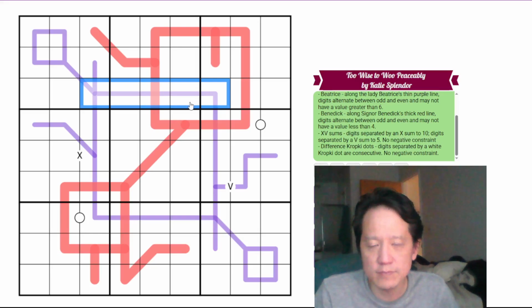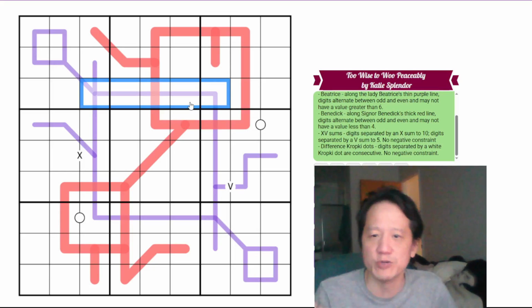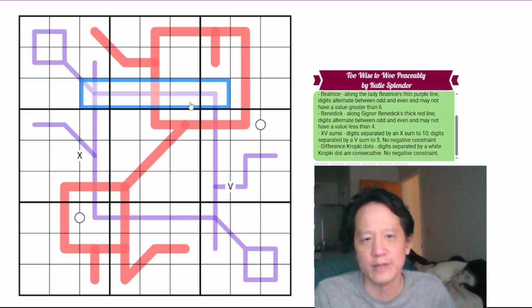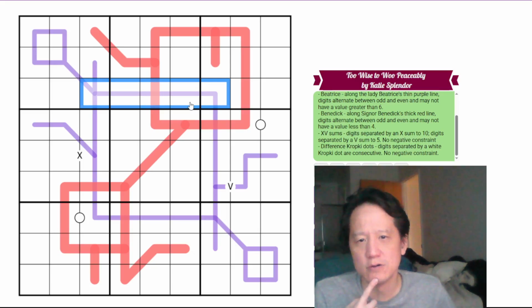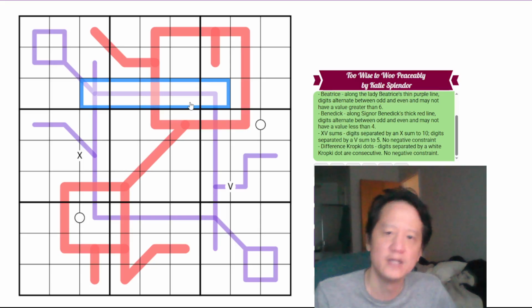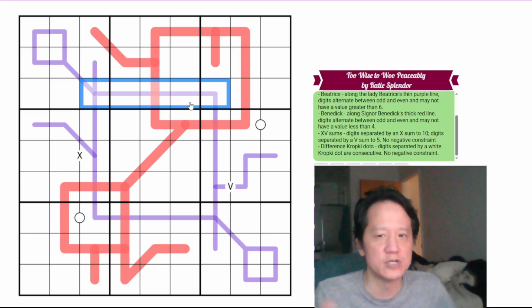Benedict. Along Signor Benedict's thick red line, digits alternate between odd and even and may not have a value less than 4. Okay. So you'll always alternate between odd and even for Beatrice and for Benedict, but the digit on Beatrice's line cannot be greater than 6, so it can't be 7 or above. And on Benedict's line, you also alternate between odds and evens, but you can't have a value less than 4, which means you can't have a value of 3 or less on Benedict's line.